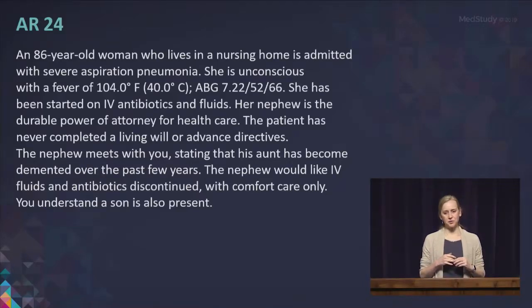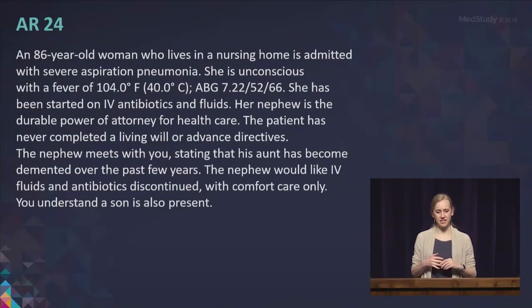All right, an 86-year-old woman who lives in a nursing home is admitted with severe aspiration pneumonia. She's unconscious with a fever of 104, ABG 7.22, 52/66. She's been started on IV antibiotics and fluids. Her nephew is the durable power of attorney for healthcare. The patient has never completed a living will or advanced directives.